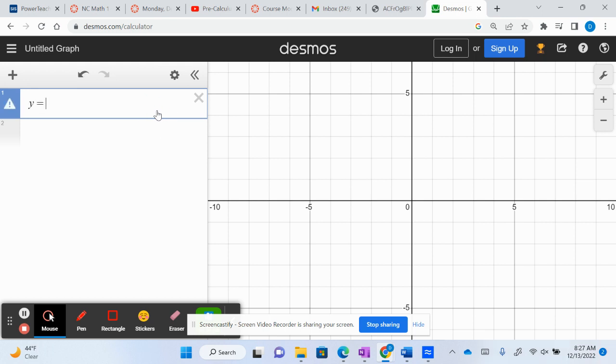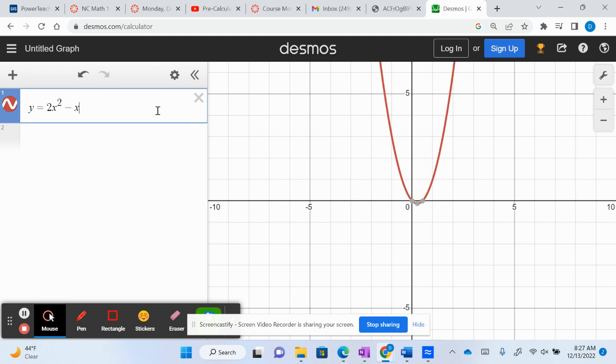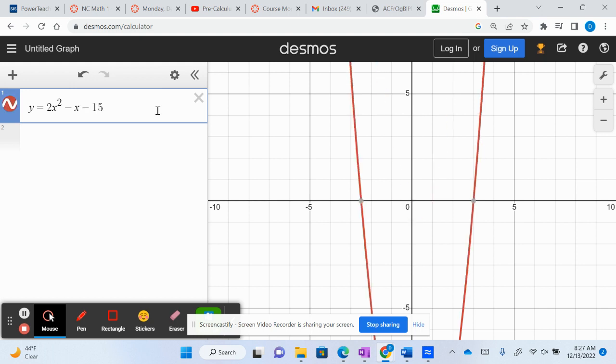So what was our equation? y equals 2x squared minus x minus 15, correct? Am I right? So when I just touch it, look at that. It already tells me what the point is. I don't have to do anything except just touch where the point is. That's so much easier than hitting second trace number 2 and setting bounds. So that's how you do it on your Desmos calculator.